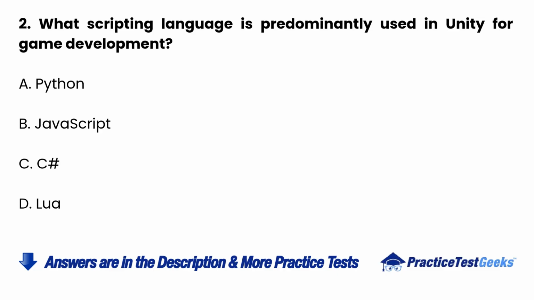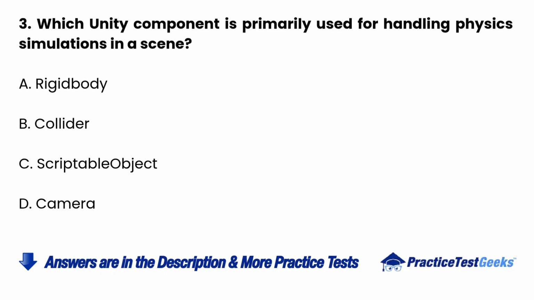2. What scripting language is predominantly used in Unity for game development? A. Python. B. JavaScript. C. C#. D. Lua. 3. Which Unity component is primarily used for handling physics simulations in a scene?